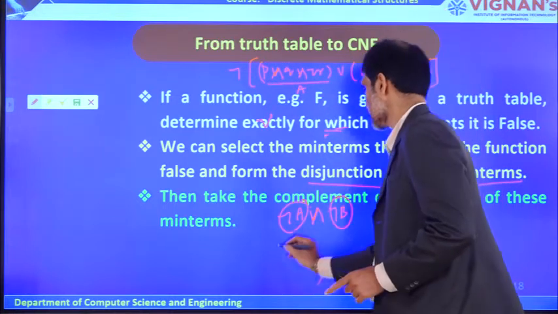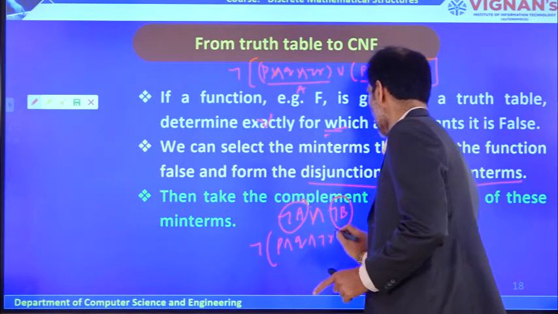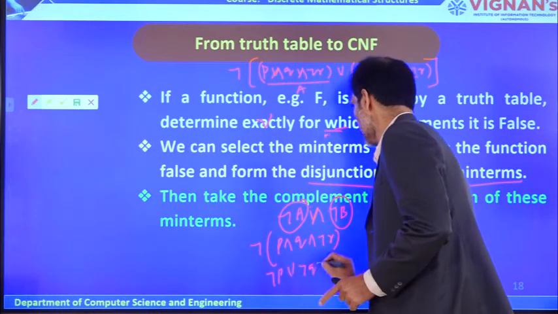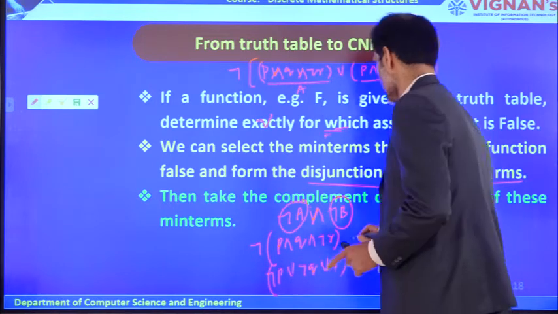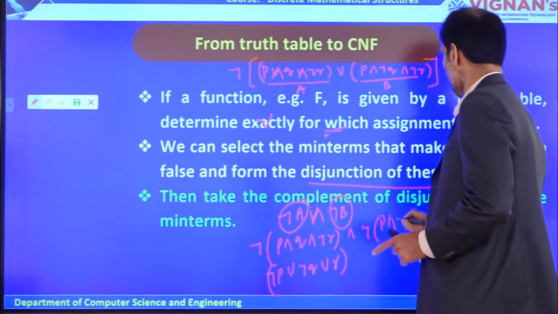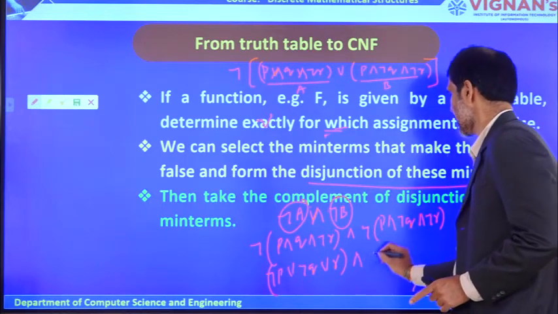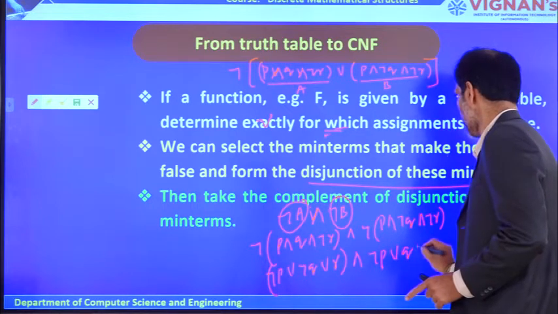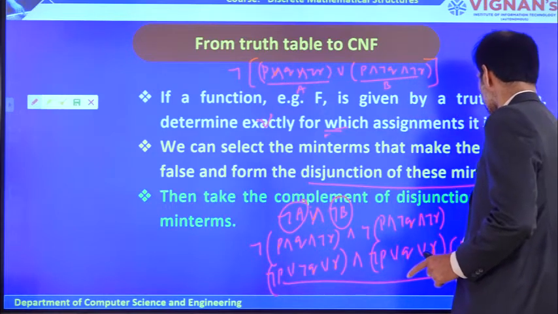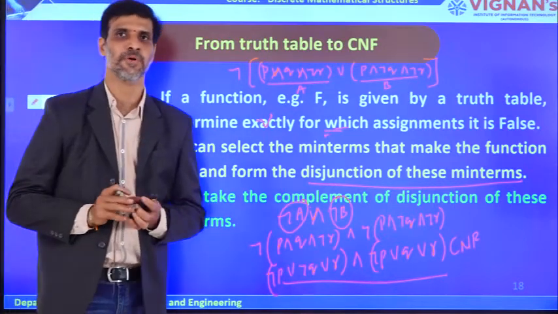I am taking the first one, negation of P and Q and negation of R. So how do we write this negation? Negation P or negation Q or R. This is the first one. And what is negation of B? What is B here? P and negation Q and negation R. So, and negation P or Q or R. So now this is what we can call CNF. This is the procedure for converting the given compound proposition into CNF.